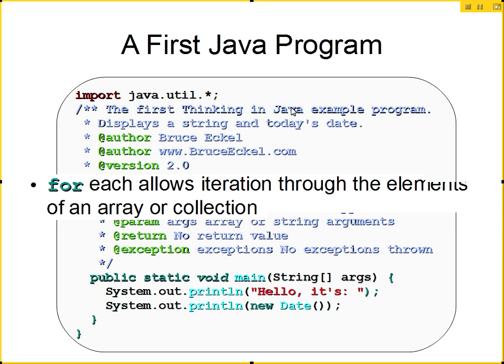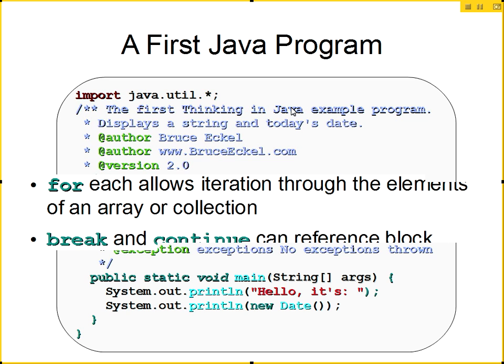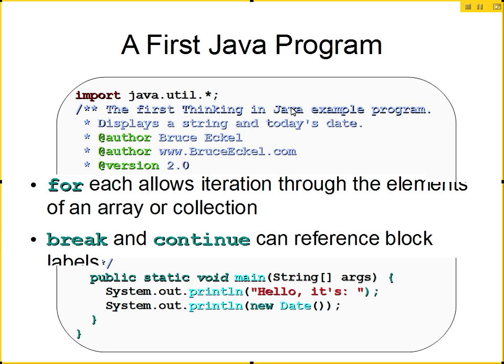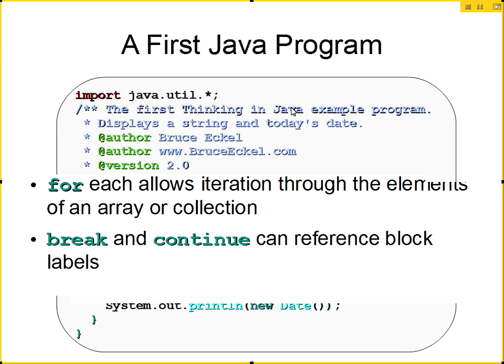All of the flow control that you're used to dealing with in C and C++ are present, and there is no goto. We've got something similar to goto. We've got labels.